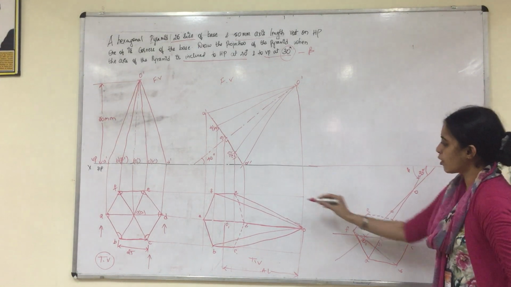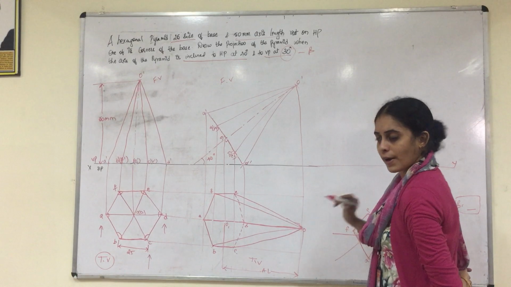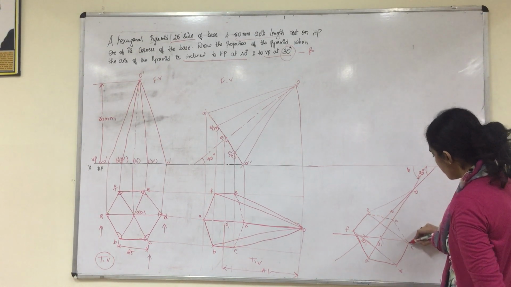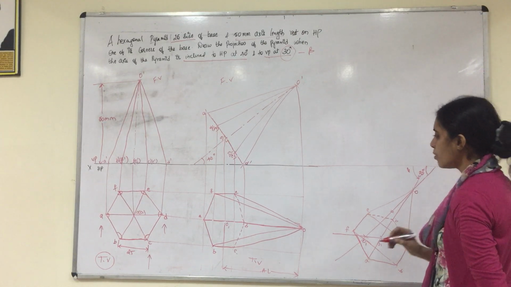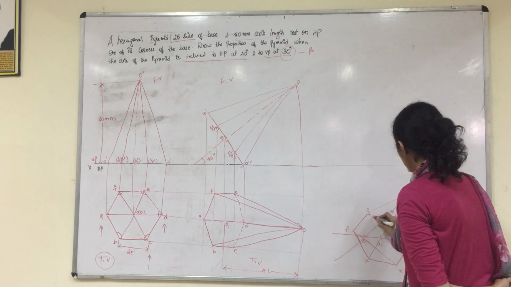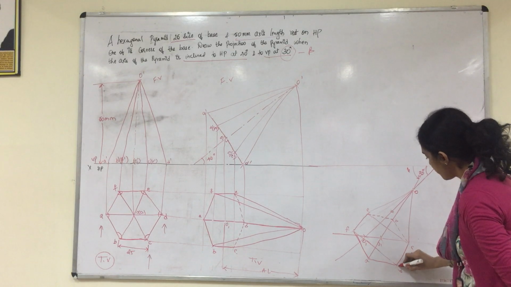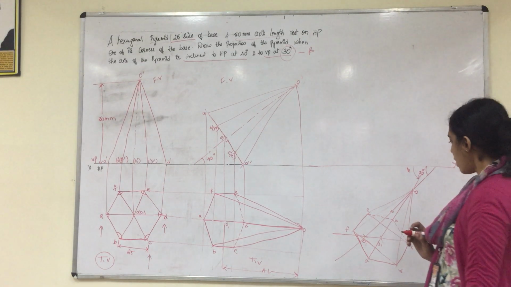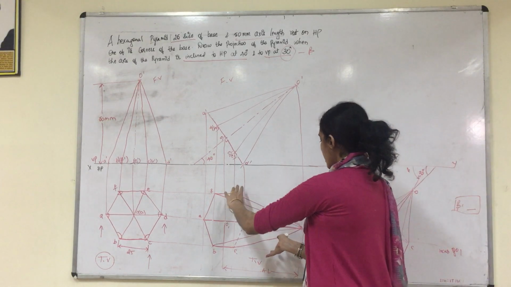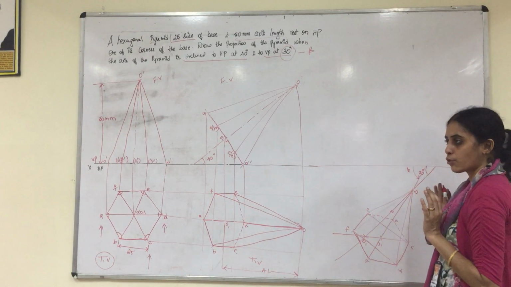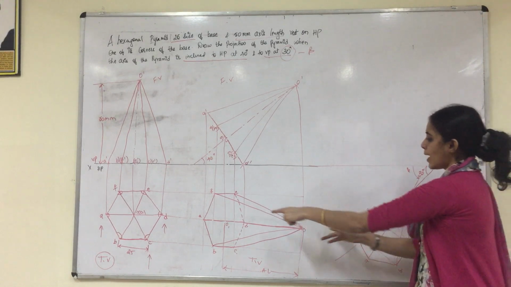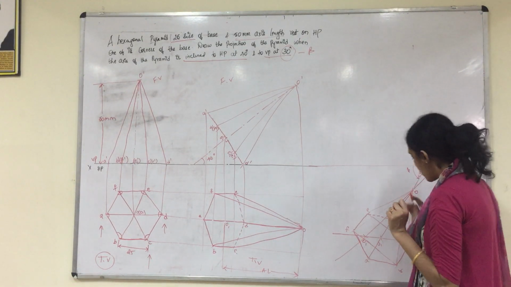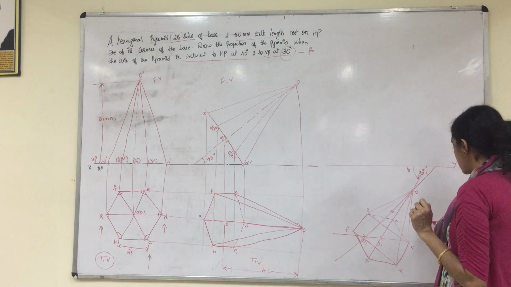And later we need to join all the corners to our apex. So join E to O, C to O, F to O and B to O. So now we have shifted the second stage top view to the third stage. Only the difference is the apparent length is now inclined at apparent angle beta. So this is the third stage top view.